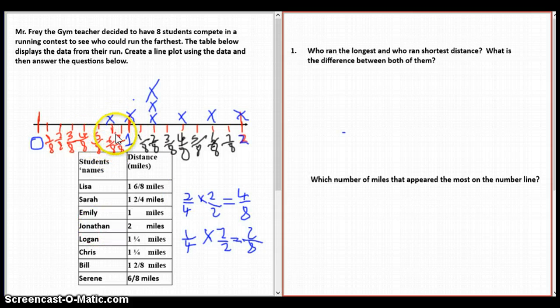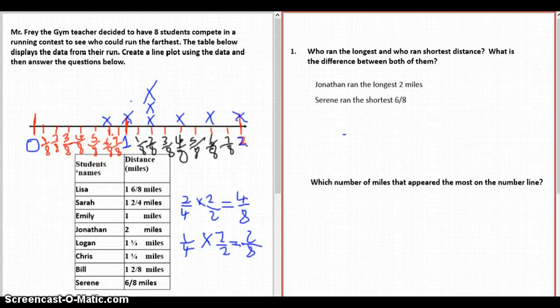She ran a fraction of a mile, 6/8. My second part of the question, what is the difference between both of them? I'm going to say 2 minus 6/8 equals 1 and 2/8.